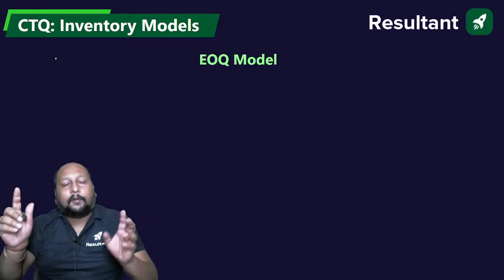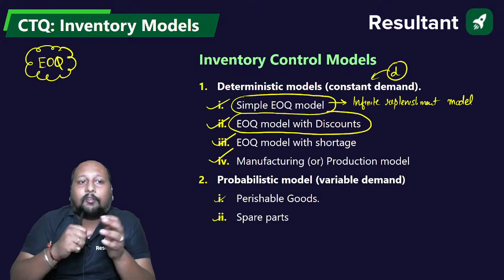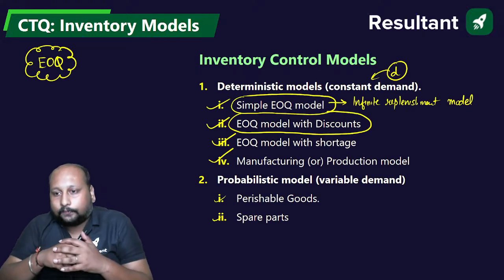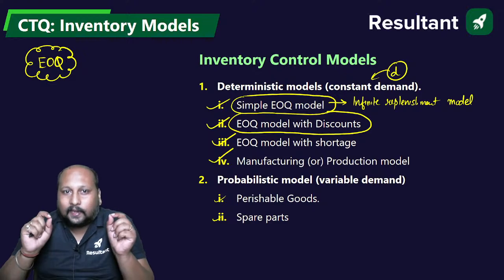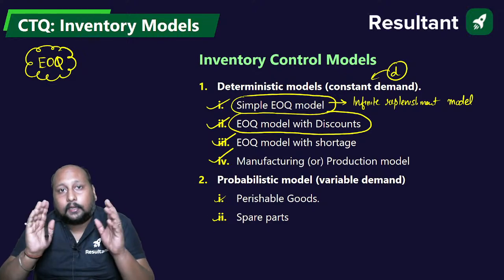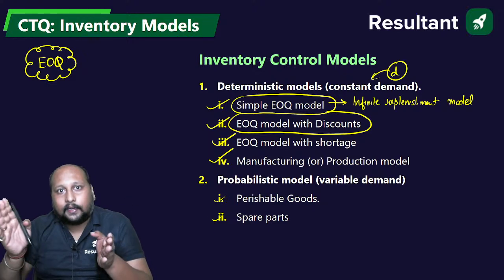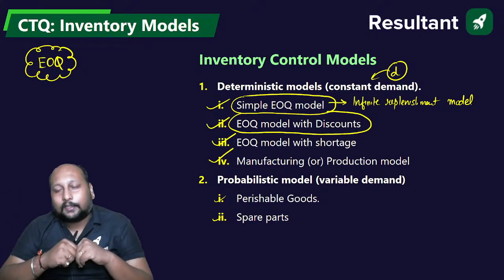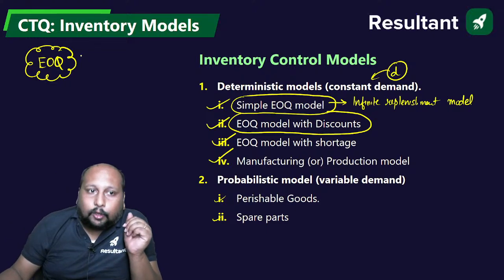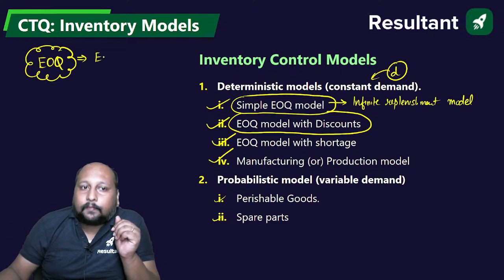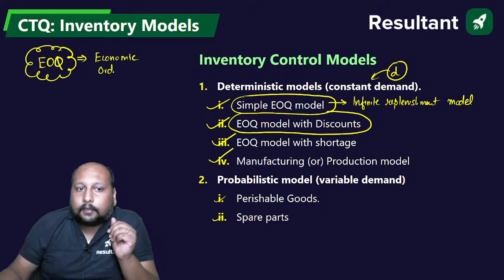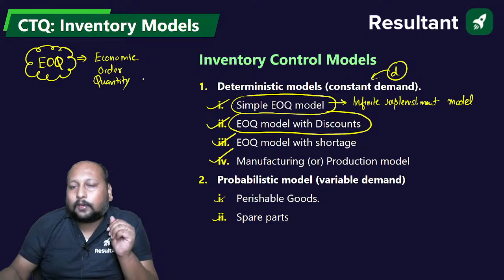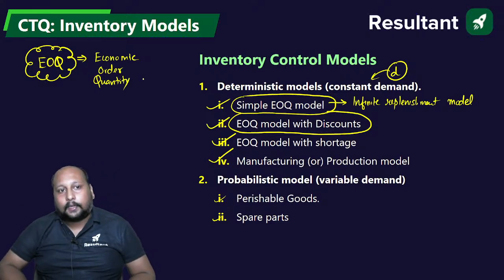EOQ basically, can anyone tell me what is the full form of this word EOQ? Anyone? It's very easy and very important. If you have studied industrial engineering, or if you have a basic idea, you will be able to answer this question very easily. EOQ basically stands for economic order quantity.